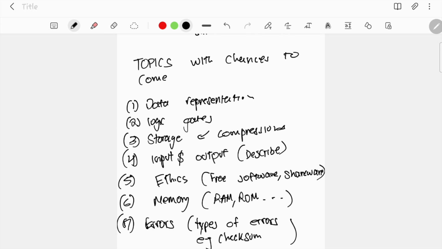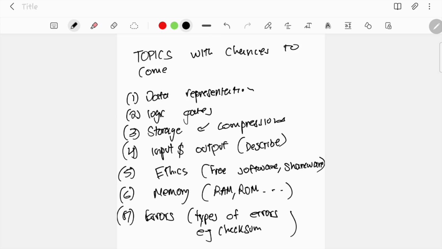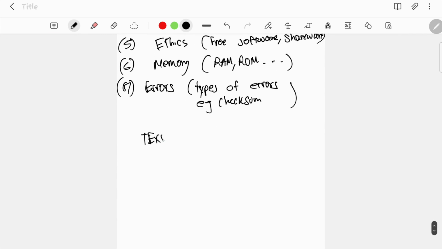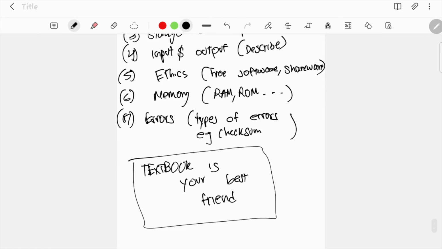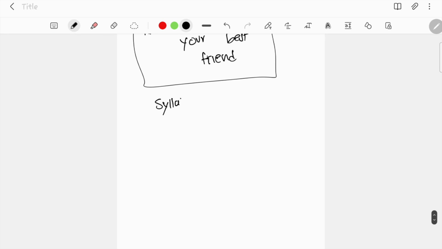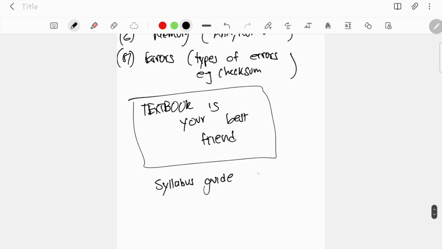So yeah, look at these, go over the textbook. Your textbook is your best friend. Learn that. It has everything in details. Look at the syllabus guide. Go over the syllabus guide for 2022. Don't check for the other ones. Don't learn unnecessary stuff. Most of the stuff I've said is in this syllabus guide, because that is ultimately what they will ask.